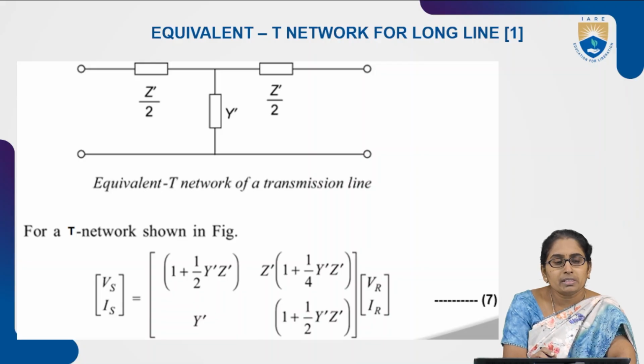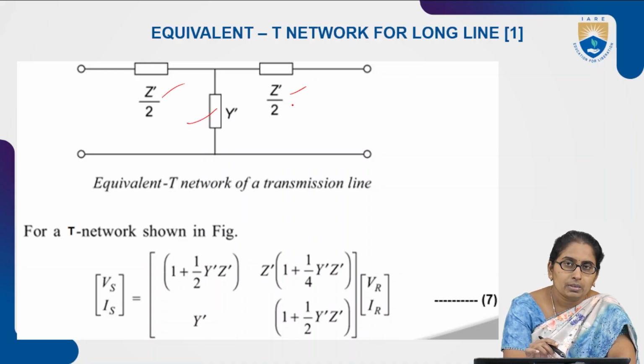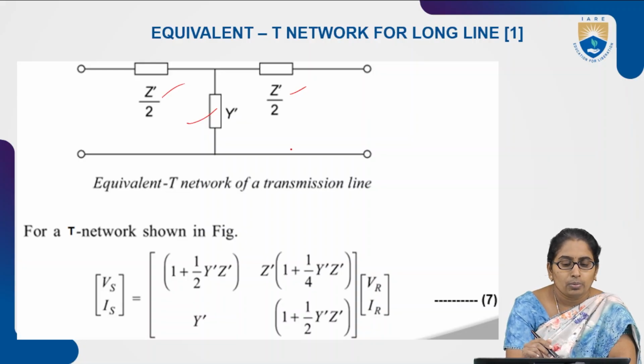Transmission line total admittance is taken as Y at the middle of the line, and impedance is divided into two parts, that is Z by 2, with one half taken at the sending end and another half at the receiving end. So that is basically the T network for the transmission line. Like the previous case, here also impedance is taken as Z dash and admittance as Y dash. Because Z is halved, we have Z dash by 2, Z dash by 2, and Y dash.